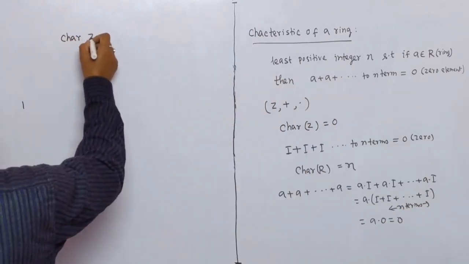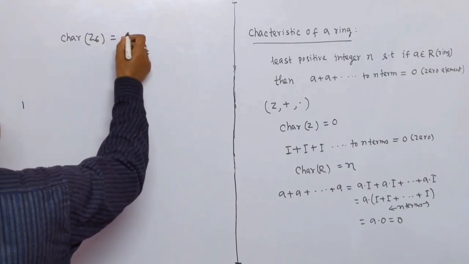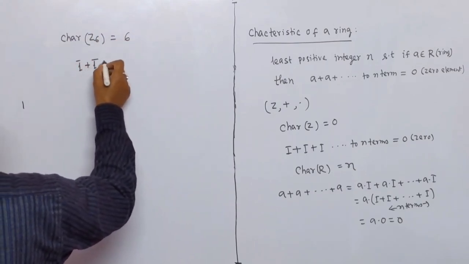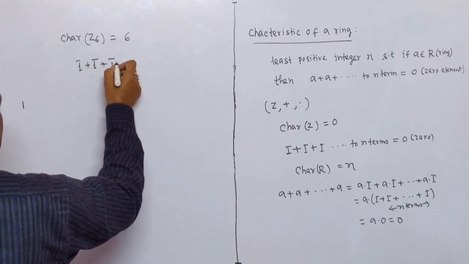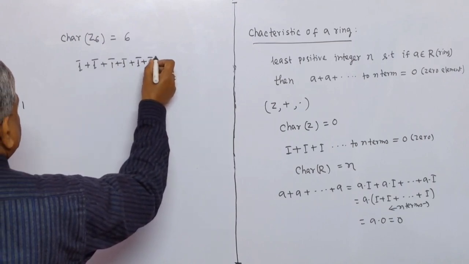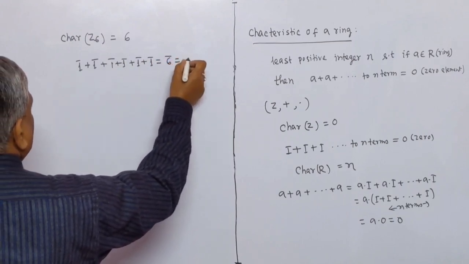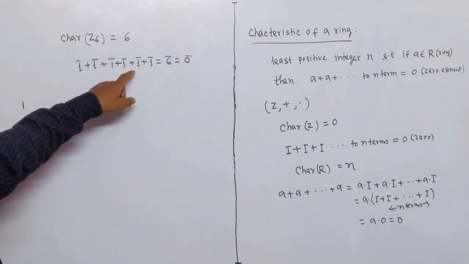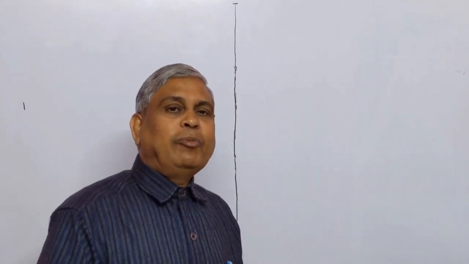The characteristic of Z6 equals 6, as 1 bar + 1 bar + ... + 1 bar, six terms, equals 6 bar, which equals 0 bar. We add the unity 6 times. Now we use some of the concepts we have already discussed and include these.